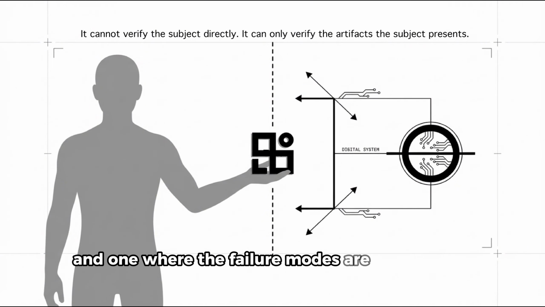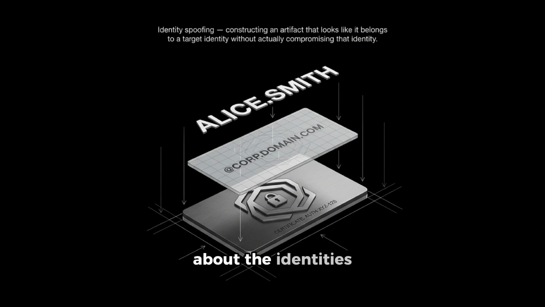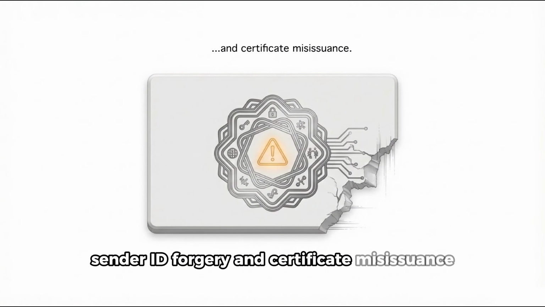Impersonation attacks fall into three categories depending on where in the identity chain the substitution happens, and each one exploits a different assumption that systems make about the identities they are dealing with. The first category is identity spoofing, constructing an artifact that looks like it belongs to a target identity without actually compromising that identity. The email example at the start is the human-facing version. The attacker did not need access to Sarah Chen's actual email account. They just needed to construct something that looked enough like Sarah Chen to pass the informal check the recipient would apply. At the system level, the equivalent is domain spoofing, sender ID forgery, and certificate misissuance.